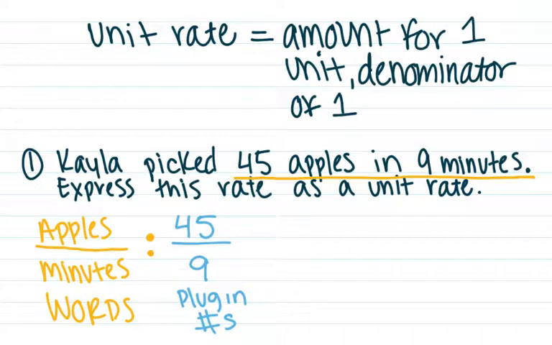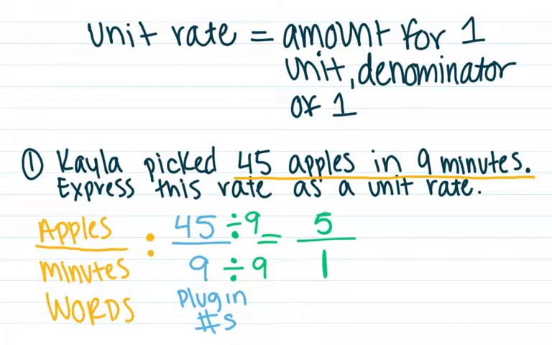A unit rate has a denominator of 1. So how do I get a 1 on the bottom here? What do I have to do to that 9 to make it a 1? Well, if you're thinking about division, you are correct. I am going to divide that denominator by 9. I'm going to divide it by itself because 9 divided by 9 will give me that 1 unit that I want as my denominator. I have to be fair and use equality. So if I divide by 9 on my denominator, I have to divide by 9 on my numerator as well. And so 45 divided by 9 is 5.